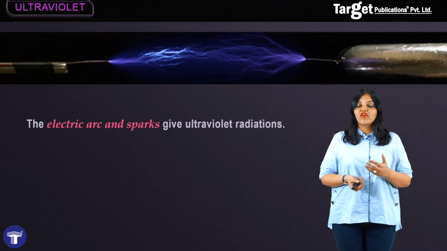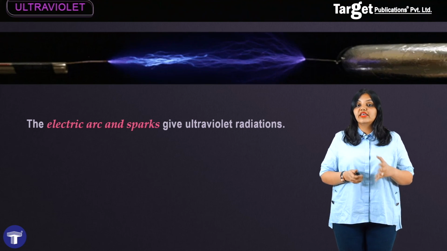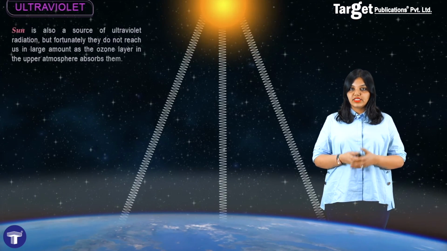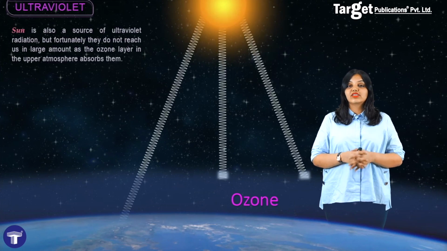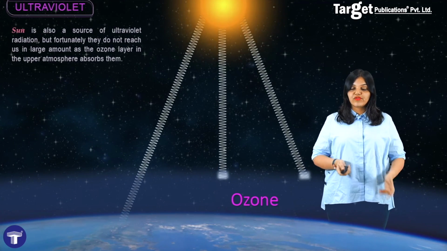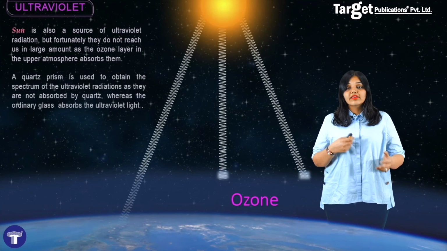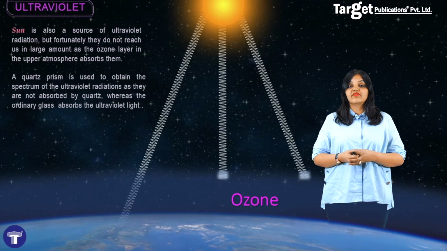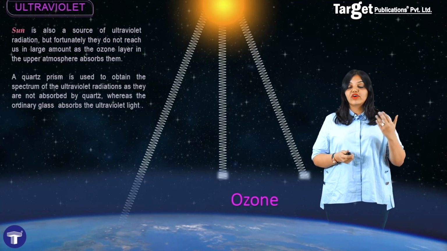Ultraviolet rays are given off by electric arcs and sparks, by some very special lamps, and by very, very hot bodies. The sun is an important source of ultraviolet radiations. However, it is important to note that the ozone layer actually protects us from the harmful UV radiations by absorbing most of it. Ultraviolet radiation is absorbed by ordinary glass, and therefore if you want to take a look at the ultraviolet spectrum, you'll actually have to use a quartz prism instead of a glass one.